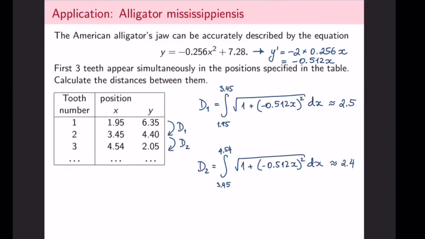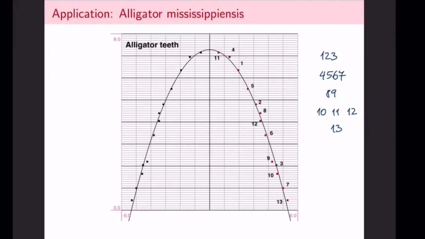So in fact, these distances are very close to each other. It's going to be even more close for the more teeth you gain, right? So again, like for example, teeth 4, 5, 6, and 7 are visually well spaced out. And if you set up integrals for them, you will notice that they are indeed very uniformly spread out across the alligator's jaw. This is our last application of the course.